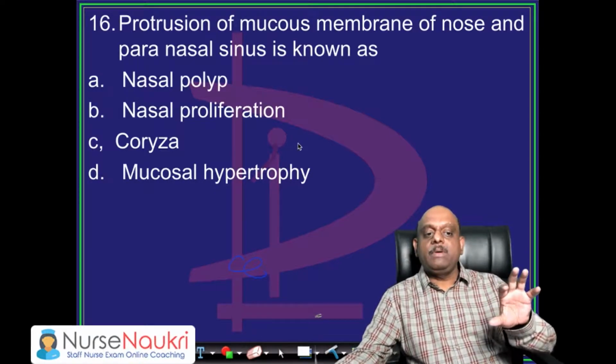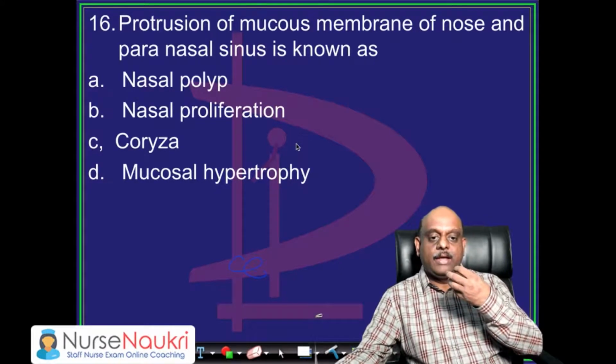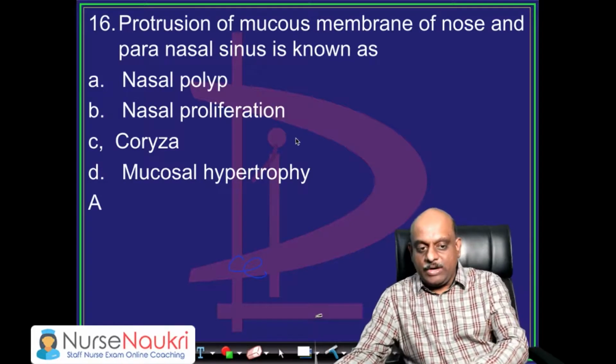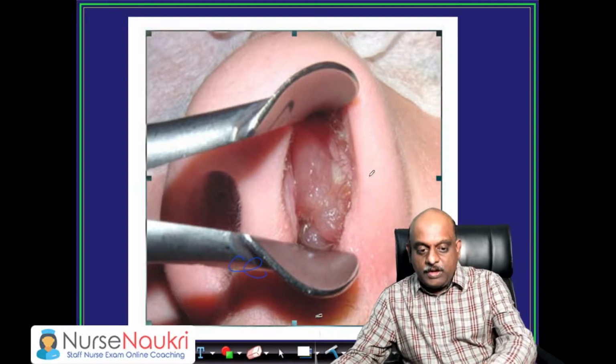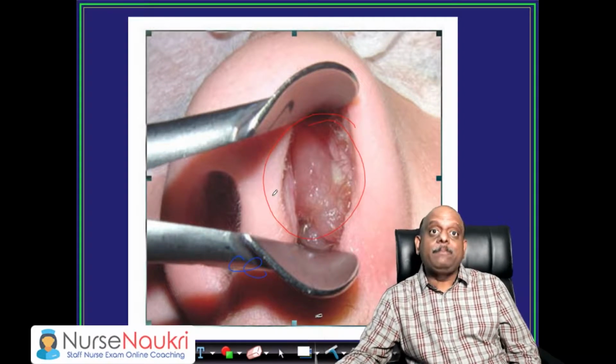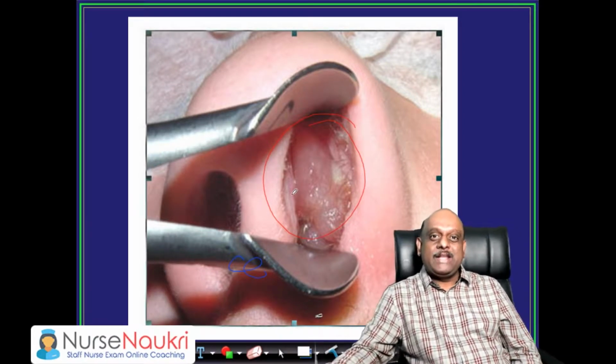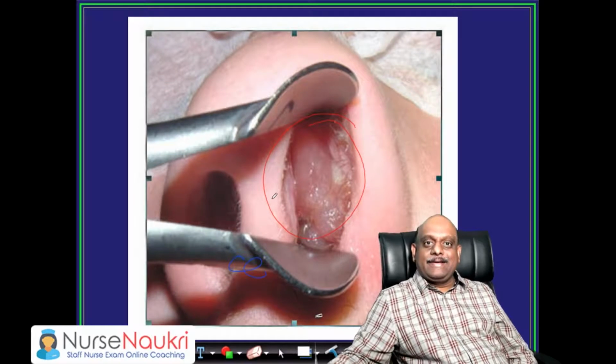Protrusion of the mucous membrane of the nose and the paranasal sinus, what is that called as? It is called nasal polyp. So this is how typically a nasal polyp looks like. In children it can occur.